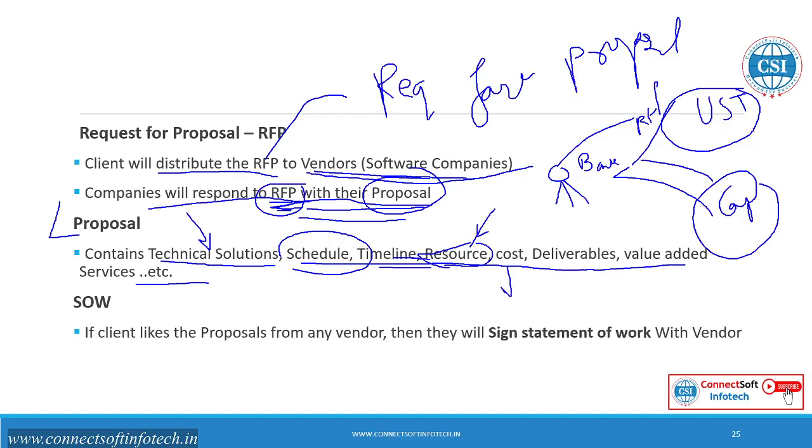Then the cost: what will be the cost for this application, project or software. Then deliverables. Deliverables means the documents, that is, what documents are going to be sent to the clients. Then value-added services: if any value-added services are required, that is also added there. So all of this is available in the proposal from the software company.